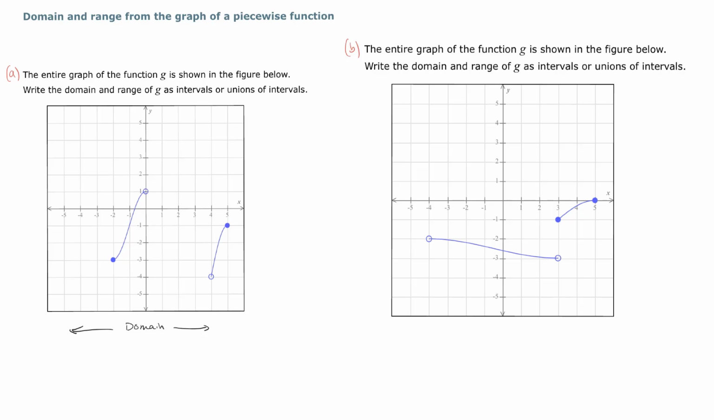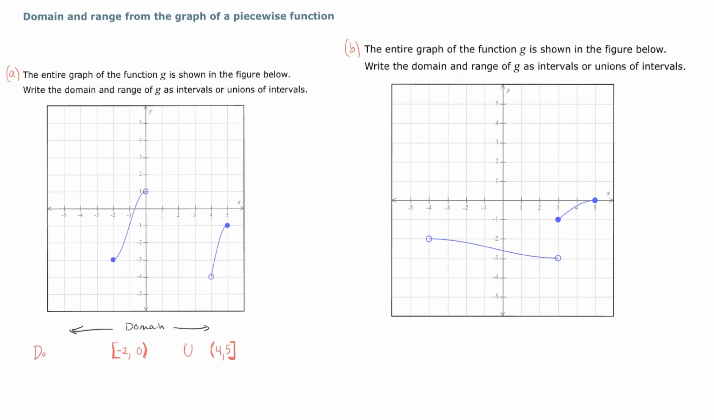Let's go ahead and read it from here. It starts off with bracket -2, and you shade all the way up to 0 with parentheses. Then union, what? Union parentheses 4 up to where? Up to 5 bracket. So the domain is the set of all x values that are on your function. So that is the domain of g.